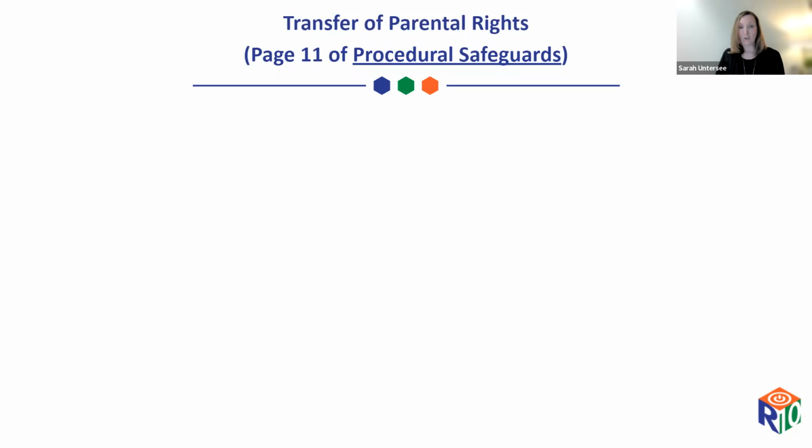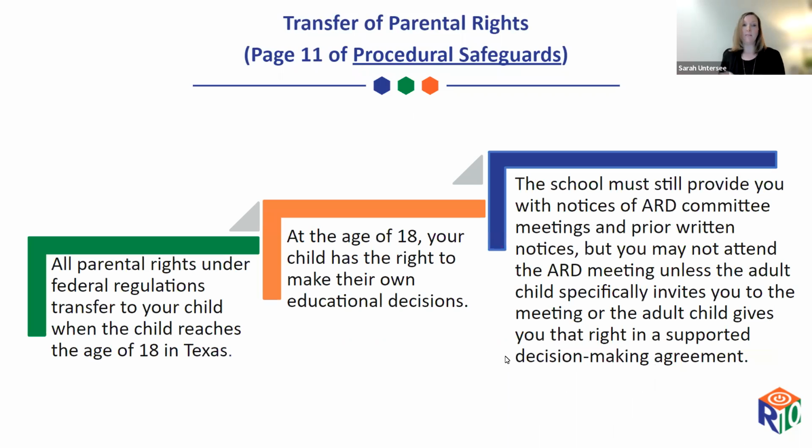Okay, the next section is about transfer of parental rights. This is on page 11 of the safeguards. All parental rights under federal regulations transfer to your child when the child reaches the age of 18 in Texas. At the age of 18, your child has the right to make their own educational decisions. The school must still provide you with notices of ARD committee meetings and prior written notices, but you may not attend that ARD meeting unless the adult child specifically invites you to the meeting or the adult child gives you that right in a supported decision-making agreement.